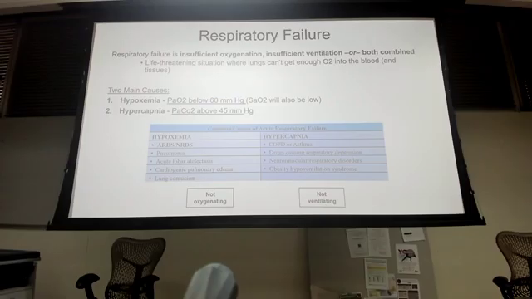About drugs that cause respiratory depression. Yeah, it's hypercapnia, but what are some drugs that would cause that? Opiates, what else? Benzos, propofol. What about a paralytic?